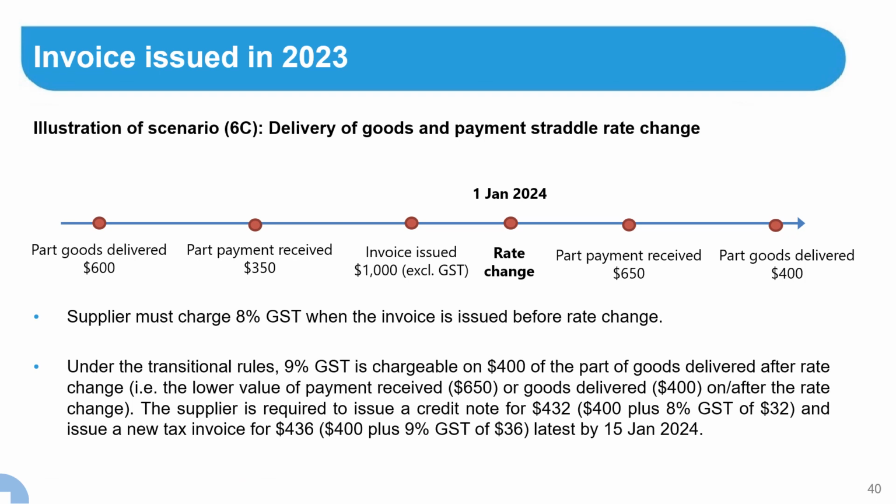The supplier is thus required to issue a credit note for $432, comprising $400 of the sales price plus 8% GST amounting to $32, and issue a new tax invoice for $436, which is $400 plus 9% GST amounting to $36. This is to be completed by 15 January 2024.